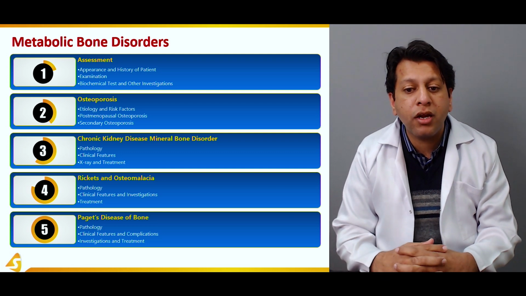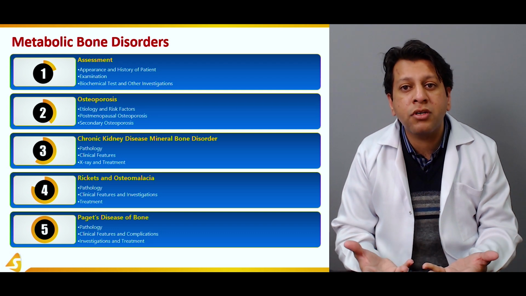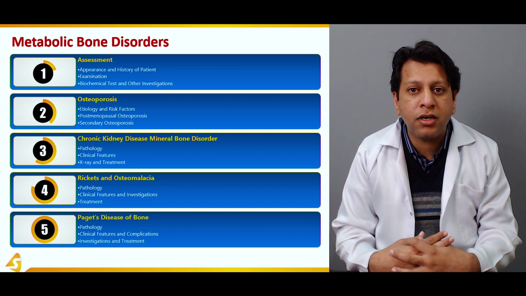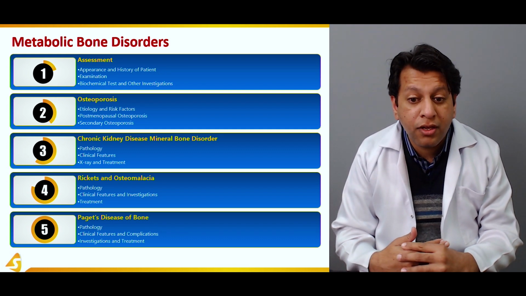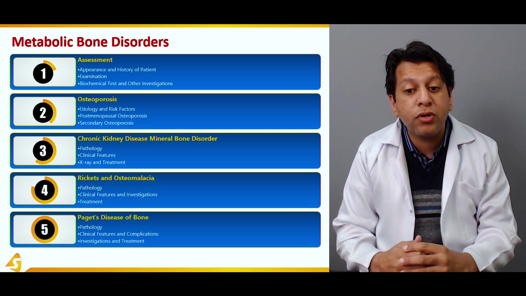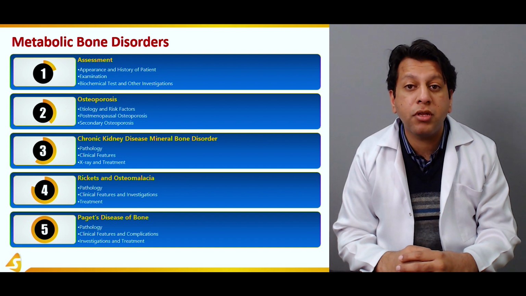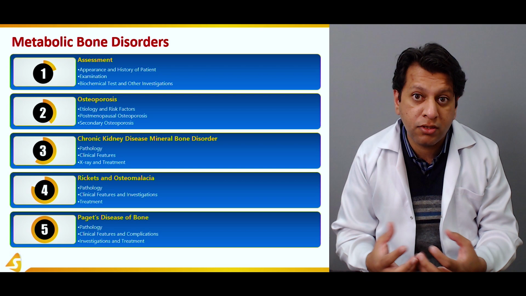Lastly, we're going through rickets and osteomalacia. Rickets is basically a nutritional deficiency of vitamin D in children, and if bone softening occurs in adults due to vitamin D deficiency, it is termed osteomalacia. And we will also be going through one of the rare disorders, but a very pertinent one as well, that is Paget's disease, which is actually an abnormal bone remodeling disease.